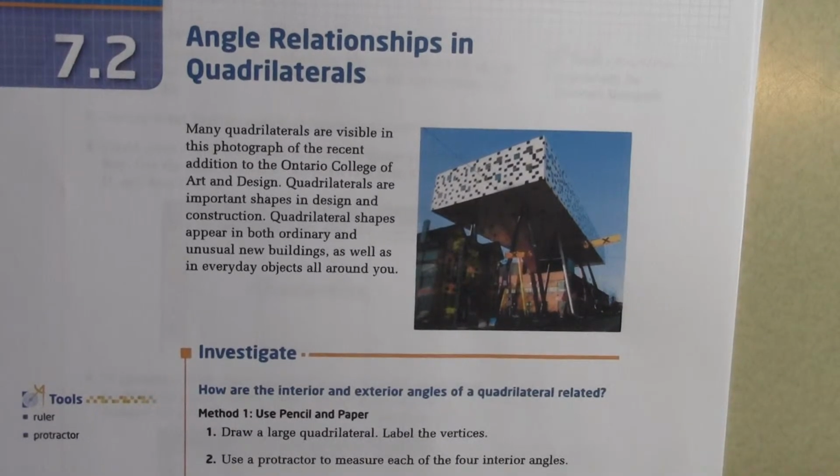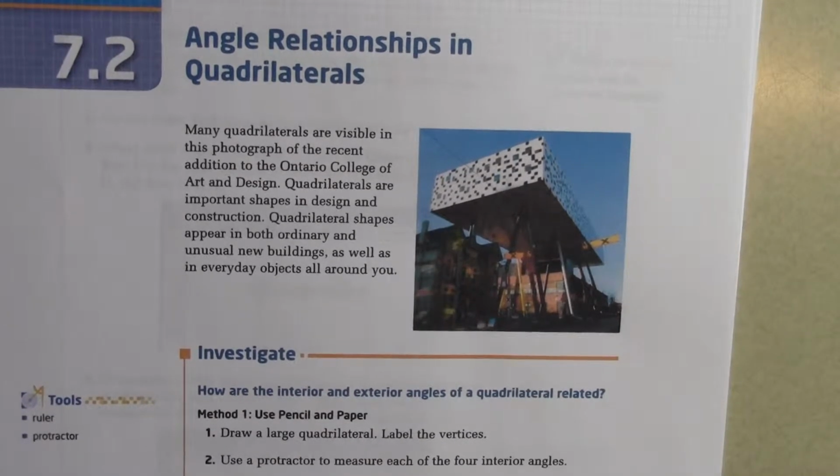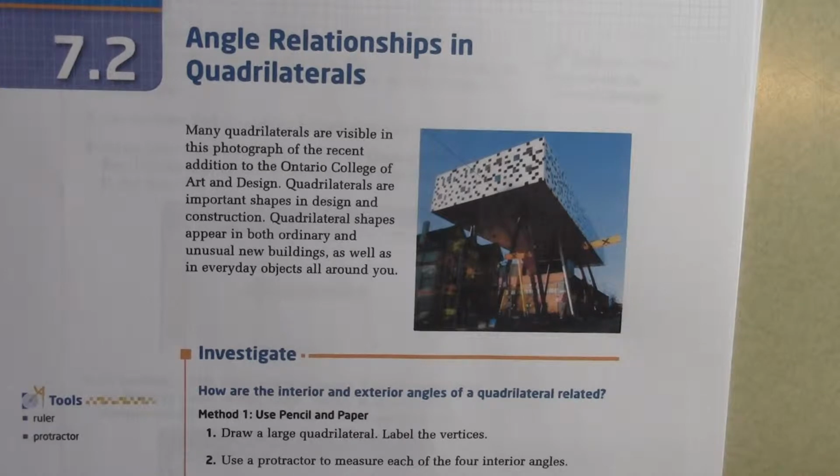This is 7.2, angle relationships in quadrilaterals. So many quadrilaterals are visible in this photograph of the recent addition to the Ontario College of Art and Design. Quadrilaterals are important shapes in design and construction. Quadrilateral shapes appear in both ordinary and unusual new buildings, as well as in everyday objects all around you.